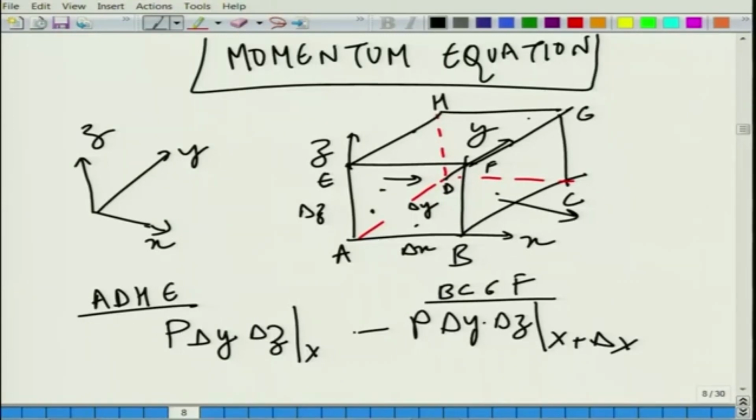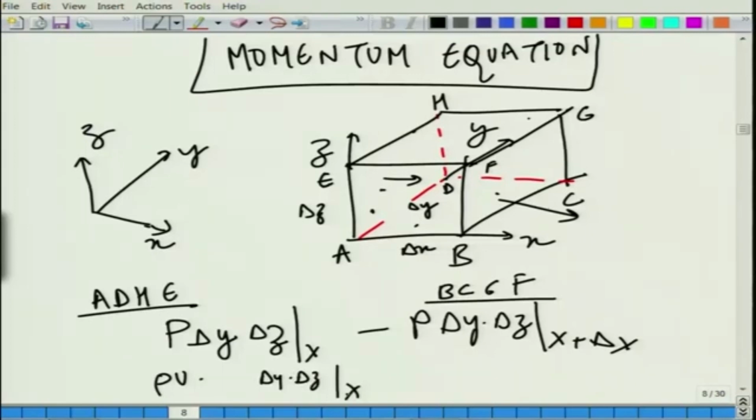What is the force due to the momentum flux? Momentum is carried by the moving fluid as it goes through the volume. So, the momentum inflow into the control volume also accounts for force. The force due to momentum influx through the face A, D, H, E is rho u, and the area is delta y into delta z, like before, at x.